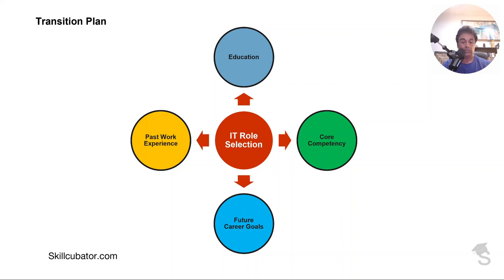So, we talked about the 12 roles in IT in which you don't need any technical background and no coding involved. Now, let's talk about the transition plan. I would recommend you do two things. First, play to your strength and core competencies. Based on your education, meaning what you have studied in the past, and your work experience, that is your background, try to select a path that aligns to your strength and core competency.